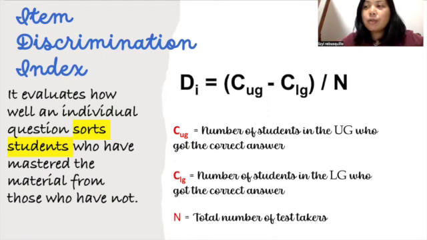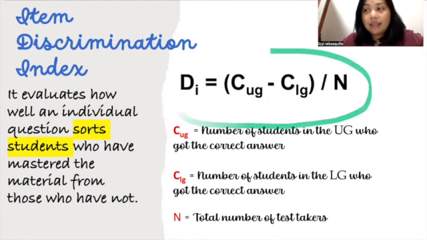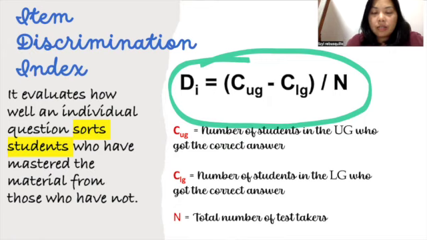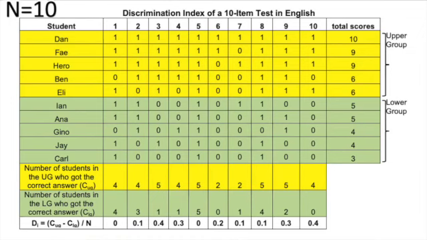The formula used for item discrimination index is this, wherein C sub UG is the number of students in the upper group who got the correct answer, while C sub LG is the number of students in the lower group who got the correct answer, and N is the total number of test takers. So gamitin natin yung data kanina.